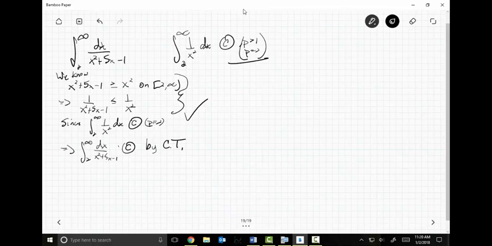I refer to this as lawyer math. You are building a case, and then at the end, bam, I know 1 over x squared converges because p equals 2. Therefore, because of the case that I have built, I know that this also converges by the comparison theorem.